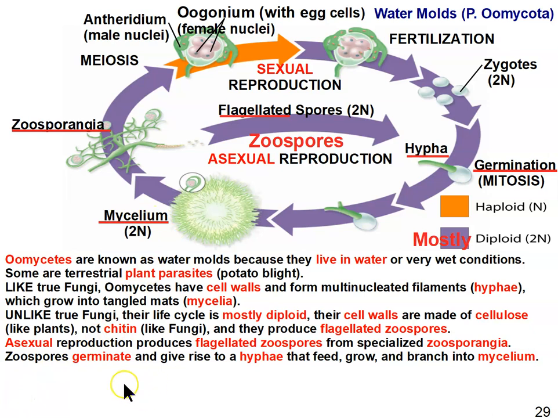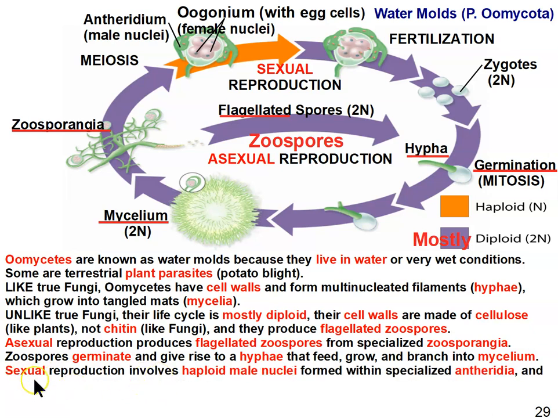In oomycetes, and this is the whole reason they're known as oomycetes, sexual reproduction involves haploid male nuclei forming within specialized hyphae called an antheridium. So there's a specialized hyphae, antheridia, just like we have specialized hyphae that form sporangia for asexual reproduction. There are specialized hyphae that form this thing called an antheridium, where haploid male nuclei form.